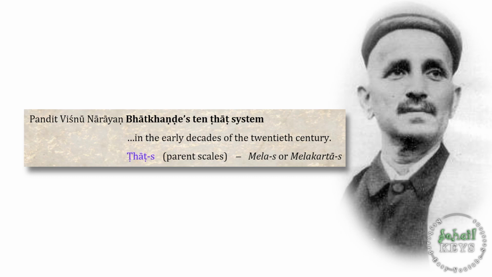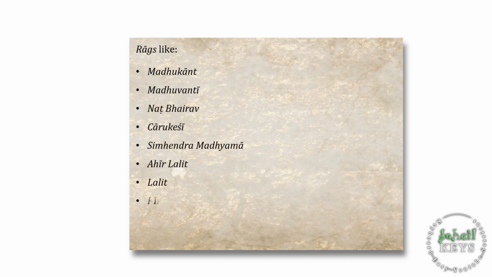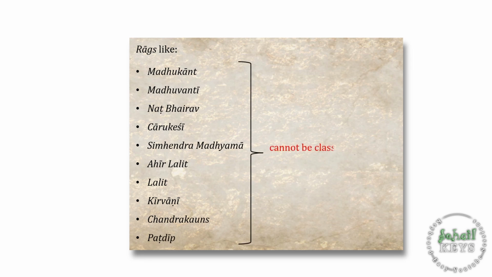While this classification system exists and is sometimes referred to, it is not very satisfactory. Bhatkhande himself acknowledges this and uses the term pramel praveshik, which means entering from one thaat to another, to describe those borderline ragas that can be classified in either of two thaats. Ragas like Madhukauns, Madhuvanti, Natbhairav, Charukeshi, Simhendra Madhyamam, Ahir Lalit, Lalit, Kirwani, Chandrakauns, and Pradeep cannot be classified correctly in any of these 10 thaats.